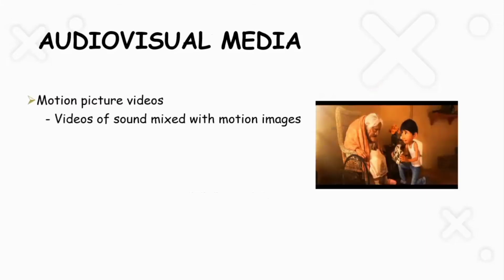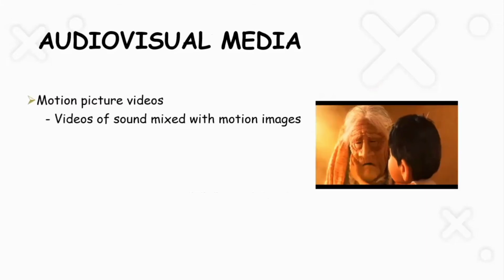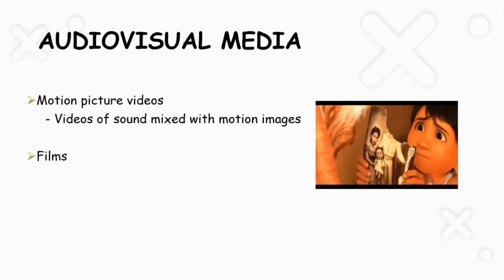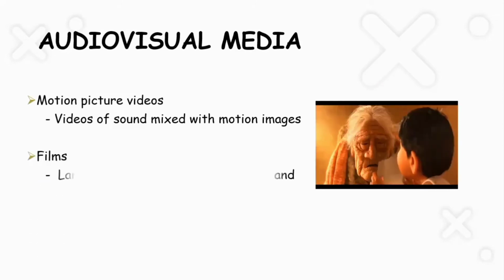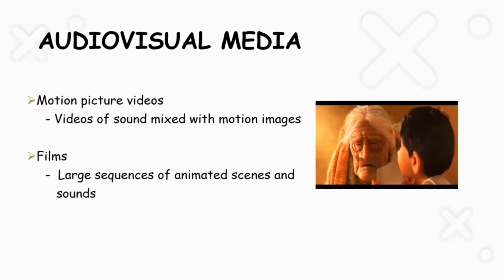And last type is audio-visual media. In audio-visual media, there are two subtypes also. The first subtype is motion picture videos, videos of sounds mixed with motion images. Film, large sequences of animated scenes and sounds. In other words, this is a movie.